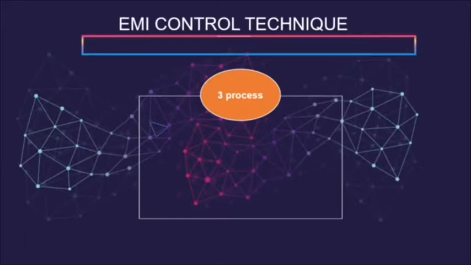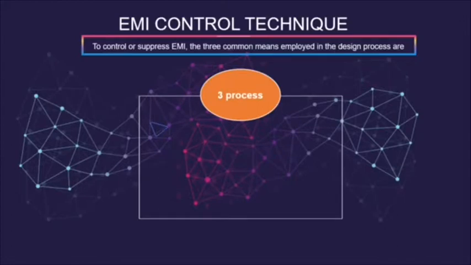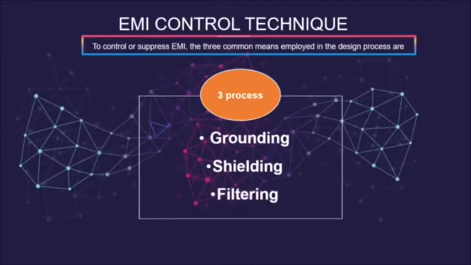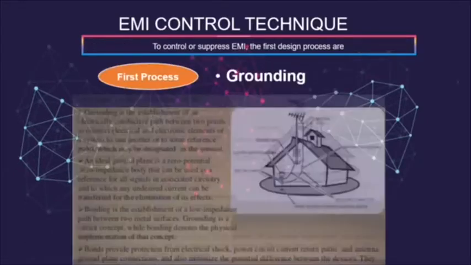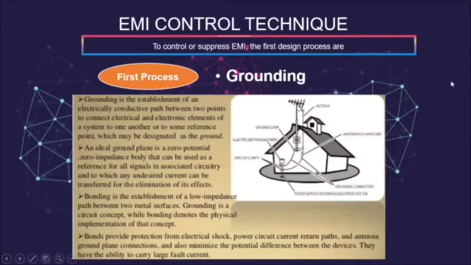EMI control techniques. To control or suppress EMI, the three common means employed in the design process are: number 1, grounding; number 2, shielding; while number 3 is filtering. So let's talk about EMI control techniques. To control or suppress EMI, the first design process is grounding.